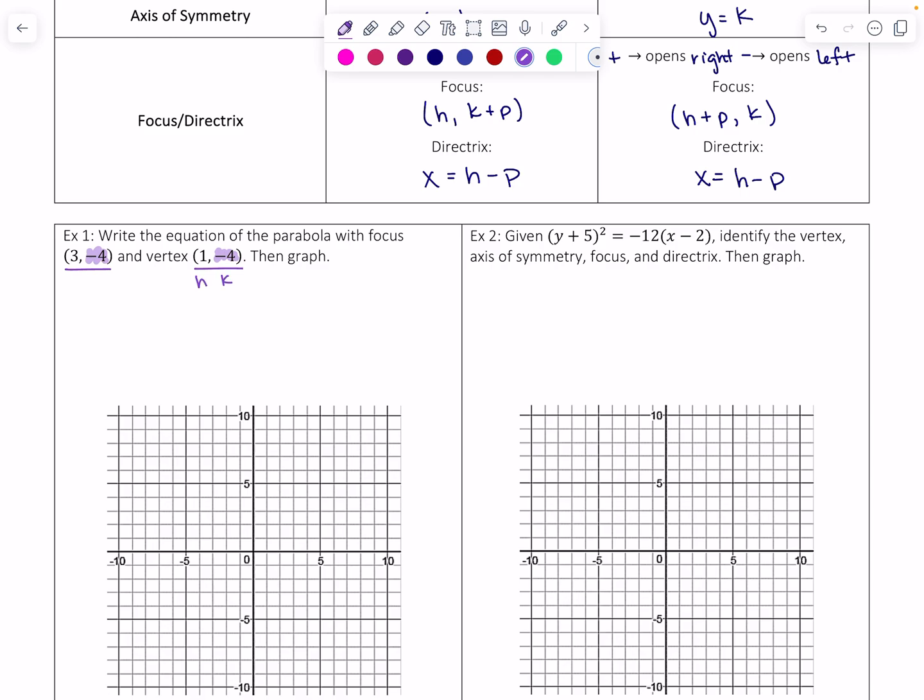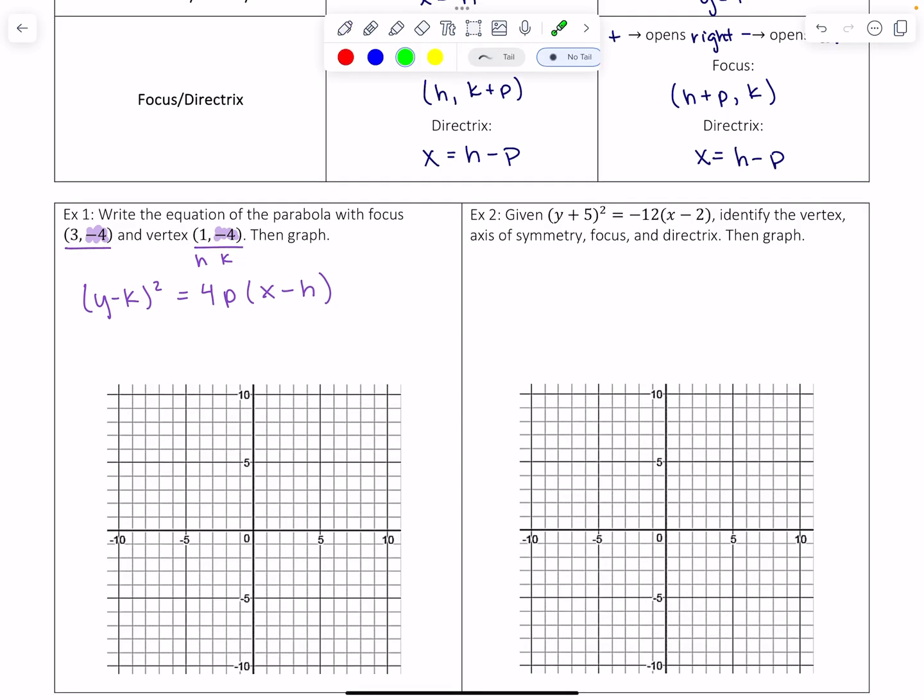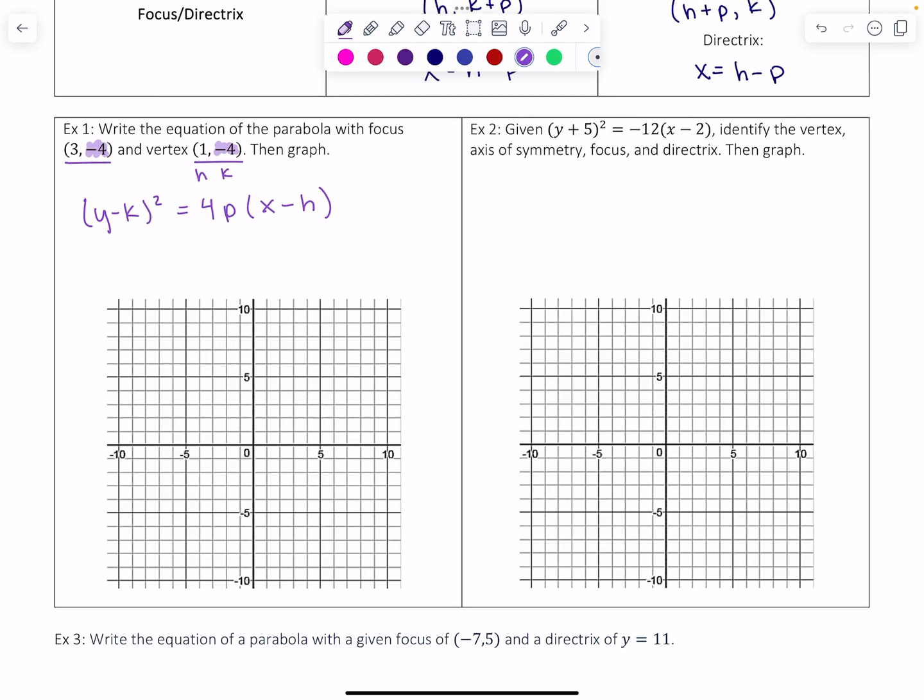So the equation we're going to use is (y - k)^2 = 4p(x - h). We already have our k and h values, that's ready to go. We just have to find our p value. Again, our p-value is the distance between our focus and our vertex. One way we could do that is to graph these. We know that our vertex is at (1, -4). So here's our vertex down here.